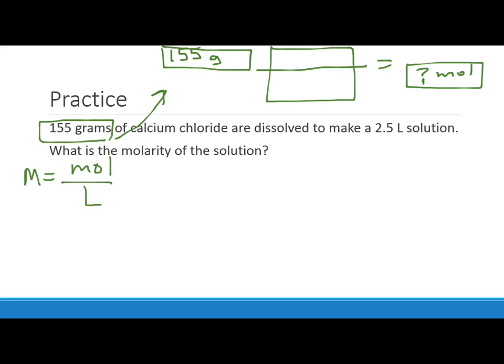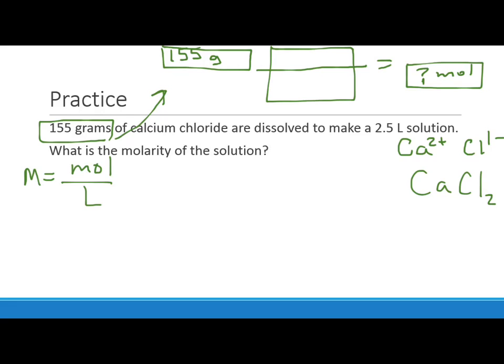Now, the next thing is this is calcium chloride. I know that calcium is a 2+ because it's in column 2A. Chloride is a 1-. So for CaCl, I take the 2 and the 1 and I flip that, and that becomes a 1 and a 2. So the formula for calcium chloride is CaCl2.